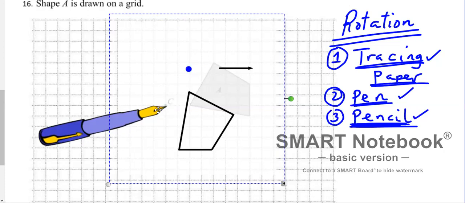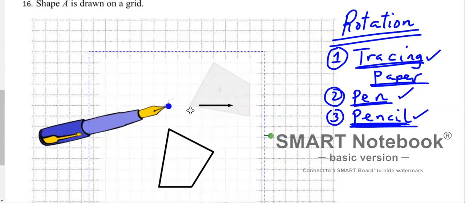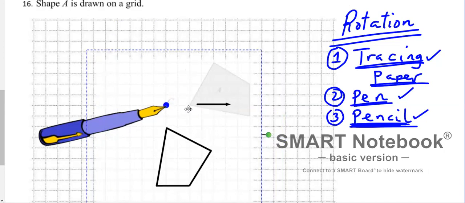But then the center must be here at the tip of the pen. So you have to drag your tracing paper back to the center, and it should be looking that way. See that? So you have to adjust your tracing paper in such a way that it goes back to the center. See that? I hope that is clear. So there we go.